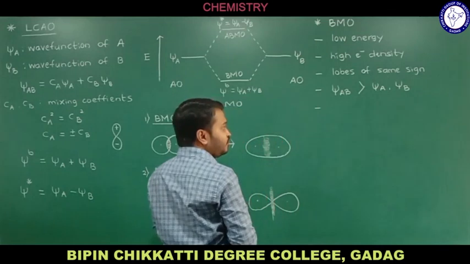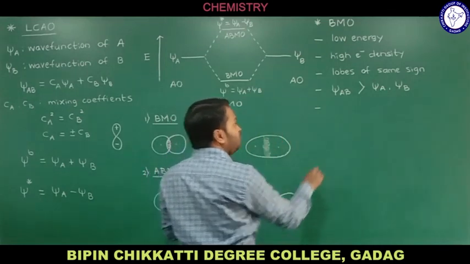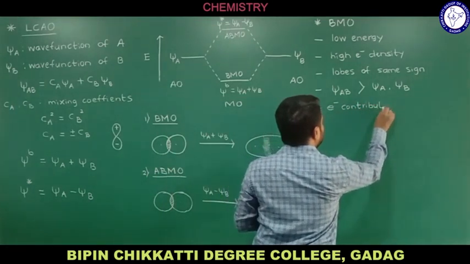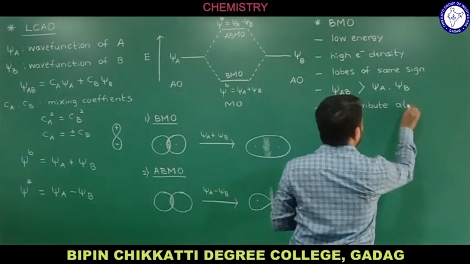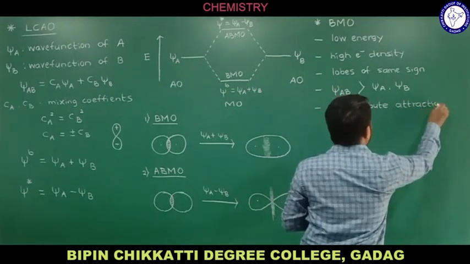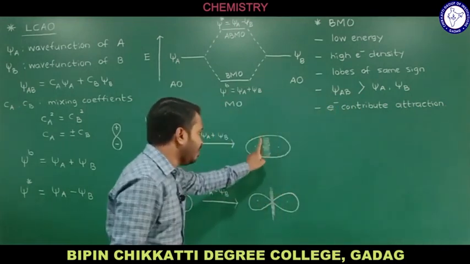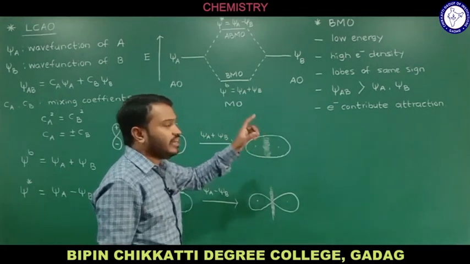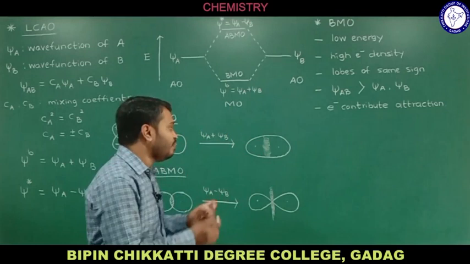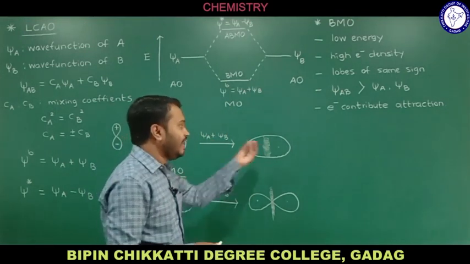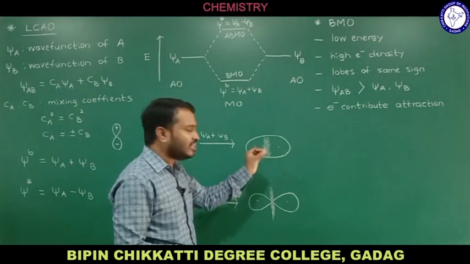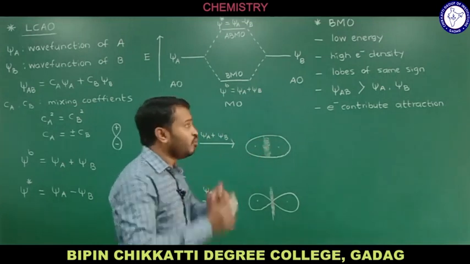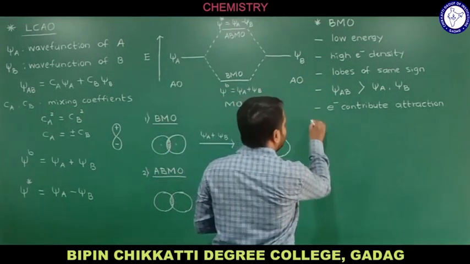And one more concept I am going to say here. Of course the electrons will be present, and these electrons contribute to the attraction of the nuclei, the attraction of two atoms. Of course we have the electrons over here, electron rich, and these electrons are going to contribute to the attraction of the atomic orbitals. Remember, if BMO is formed, each and every electron present exactly in the middle is going to contribute to the attraction of the atoms, and all these are related to the concepts of BMO.